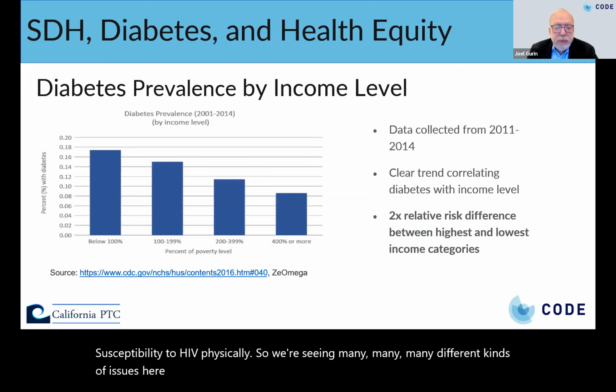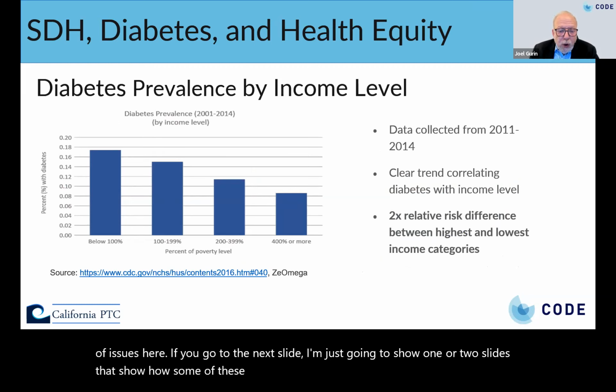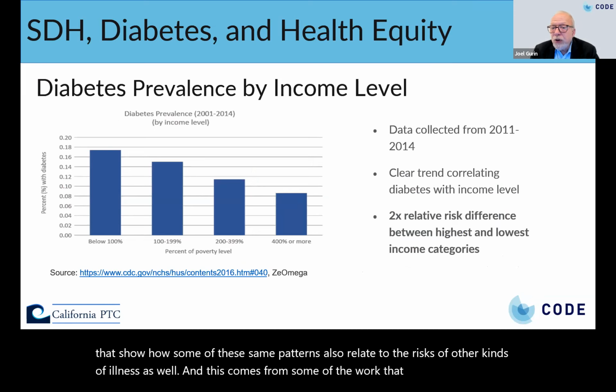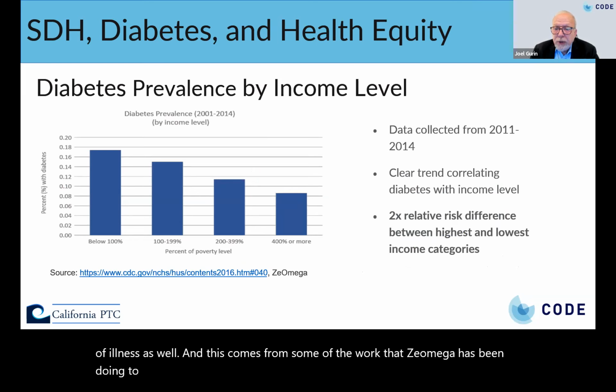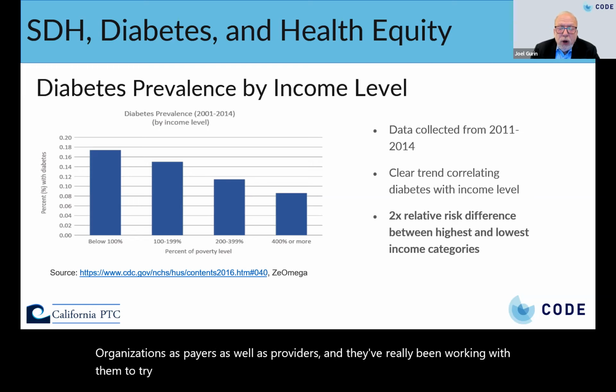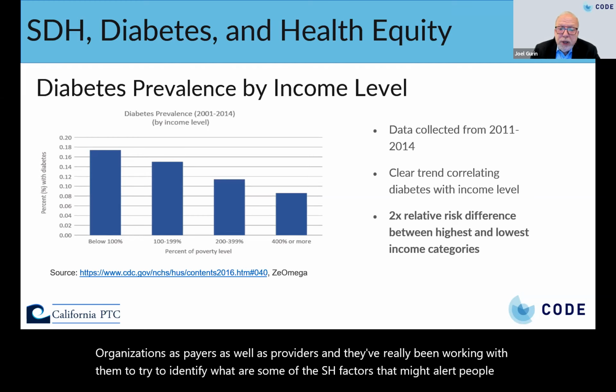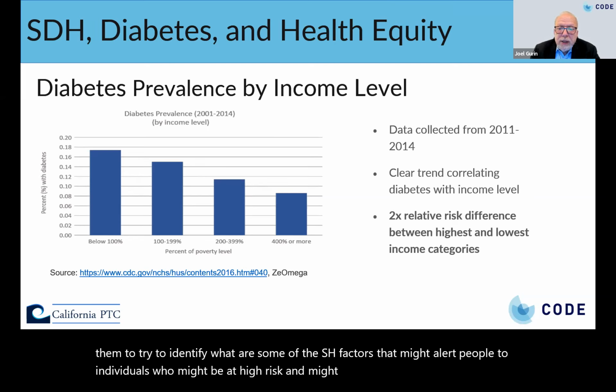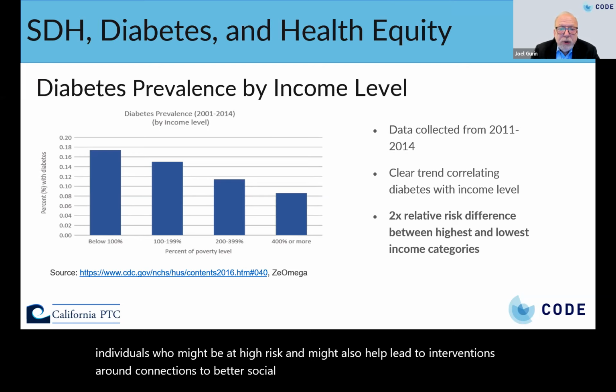If you go to the next slide, I'm just going to show one or two slides that show how some of these same patterns also relate to the risks of other kinds of illness. And this comes from some of the work that Zeomega has been doing. Zeomega is a company that serves healthcare organizations as payers as well as providers, and they've really been working with them to try to identify what are some of the SDH factors that might alert people to individuals who might be at high risk and might also help lead to interventions around connections to better social services and care and so on.